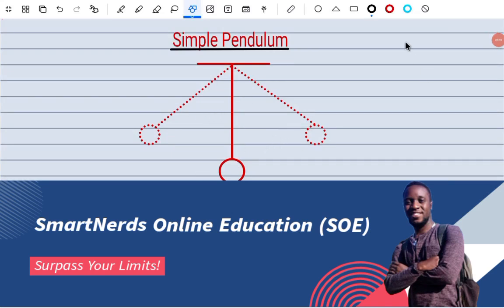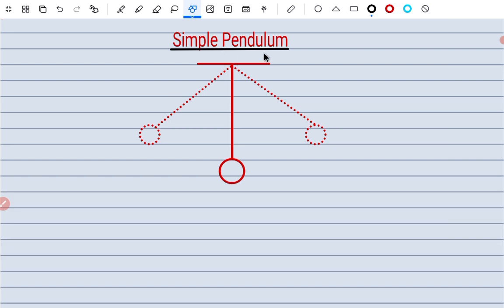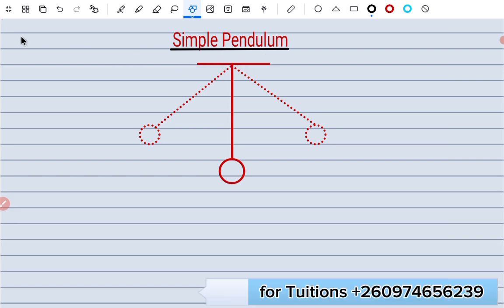Here we're looking at a topic under physical quantities, and the physical quantity that we're trying to talk about is time. Under time there is one instrument that we always study. Remember, time is measured in what? Seconds. These are the SI units for time. Here we are looking at the simple pendulum, which is an instrument that can be used to measure time.